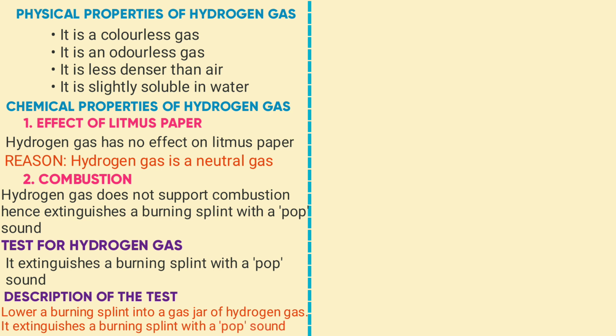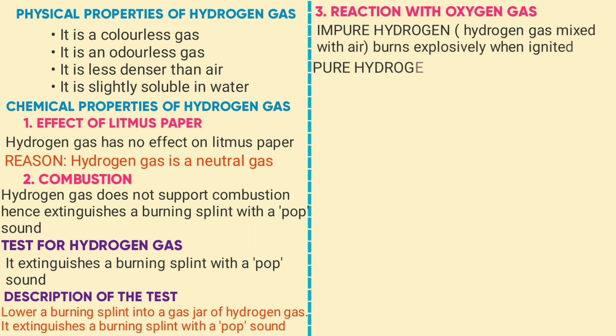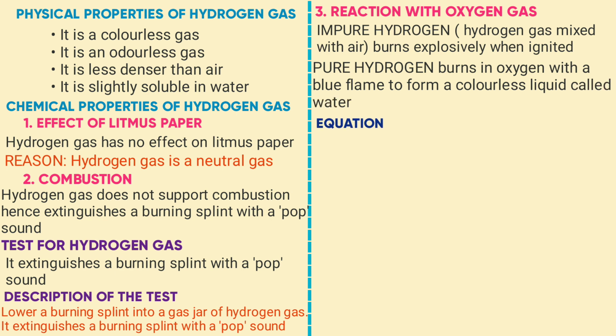3. Reaction with oxygen. Impure hydrogen, that is hydrogen mixed with air, burns explosively when ignited. Pure hydrogen burns with a blue flame to form a colorless liquid called water. The chemical equation for the reaction is hydrogen plus oxygen arrow water, H2 gas plus oxygen O2 arrow H2O liquid. To balance the equation, place 2 where there is water and 2 where there is hydrogen gas.